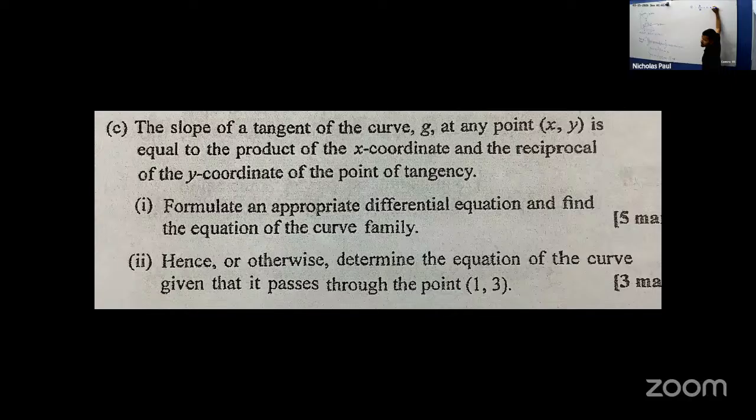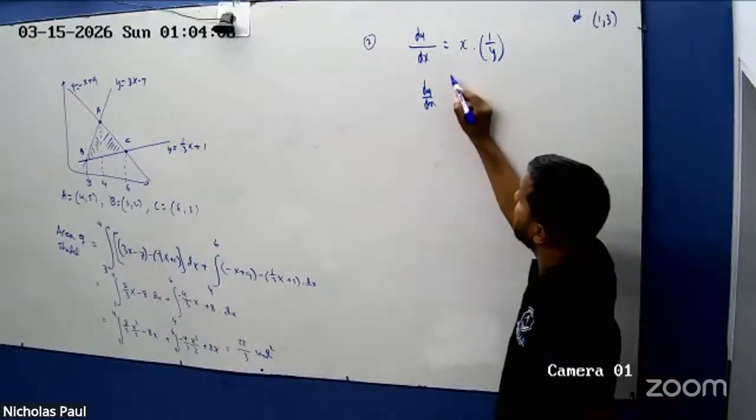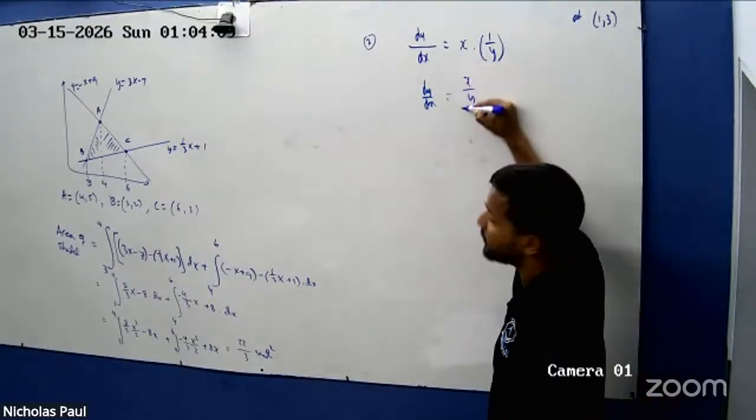Multiply by, which is 1 over y. So you end up with dy dx. And they want you to find it at the point. So I'm just removing this.